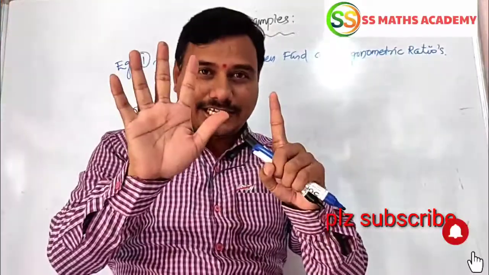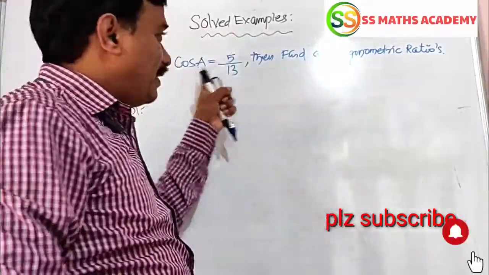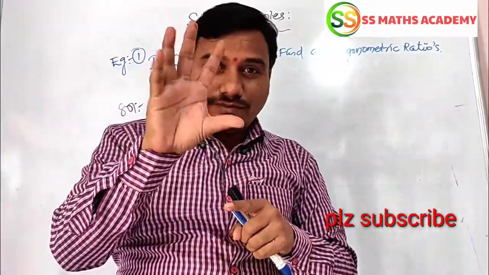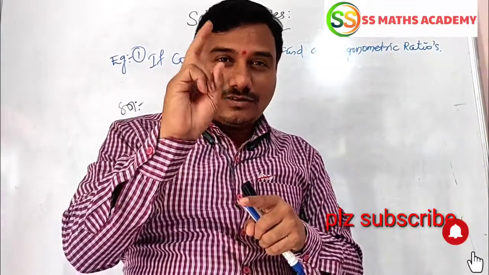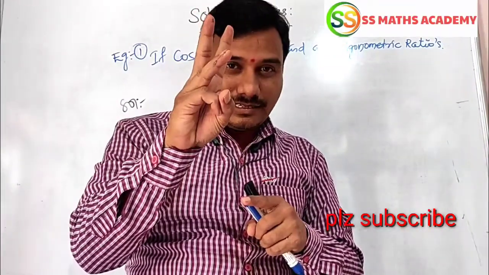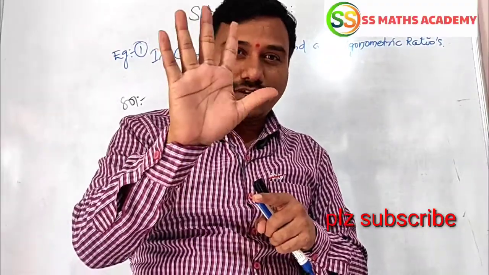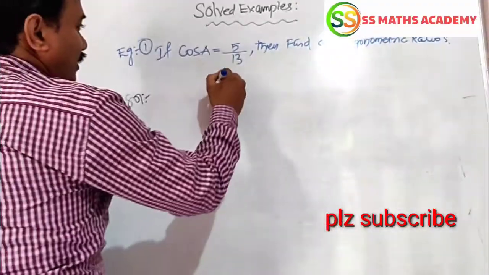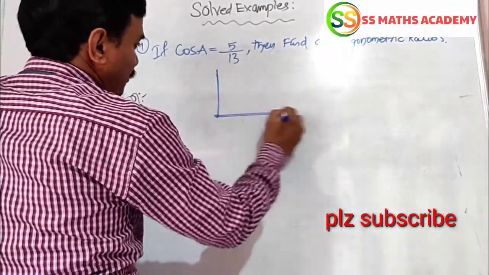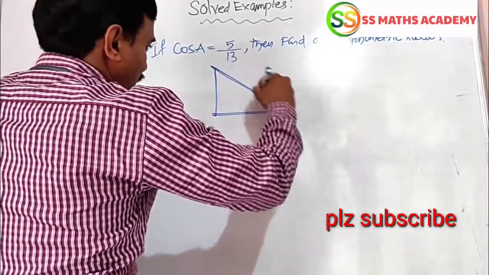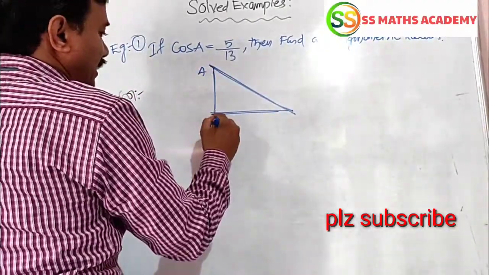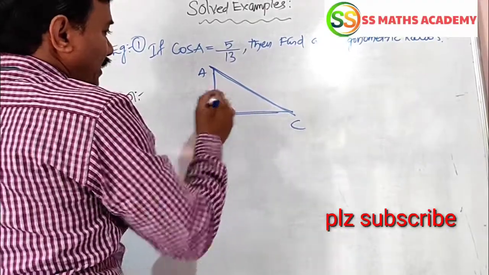In total there are 6 trigonometric ratios. Here 1 is given. We should find the remaining 5, nothing but sine, cosec, sec, tan, cot. Total 5. Here, draw the respective triangle. Draw a right angle triangle ABC, right angle at B.